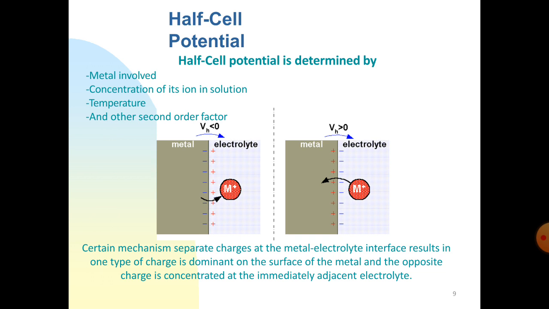So this diagram shows the half cell potential. In that diagram also we have metal and the interface between the surfaces. These two metals are separated by a semi-permeable membrane.